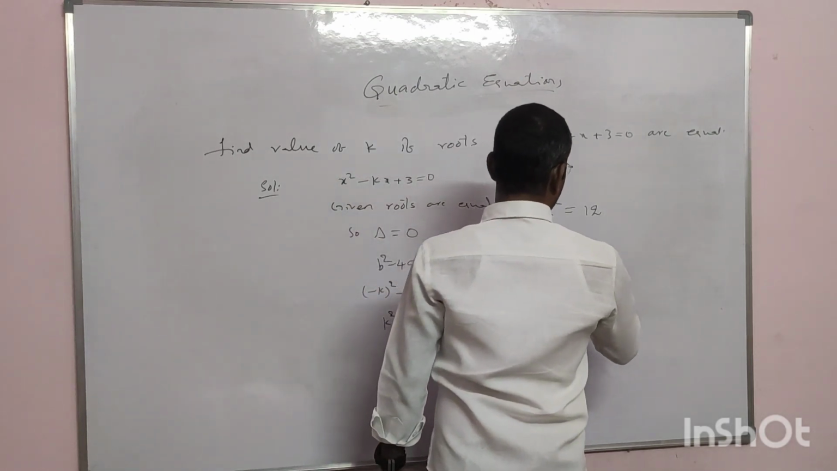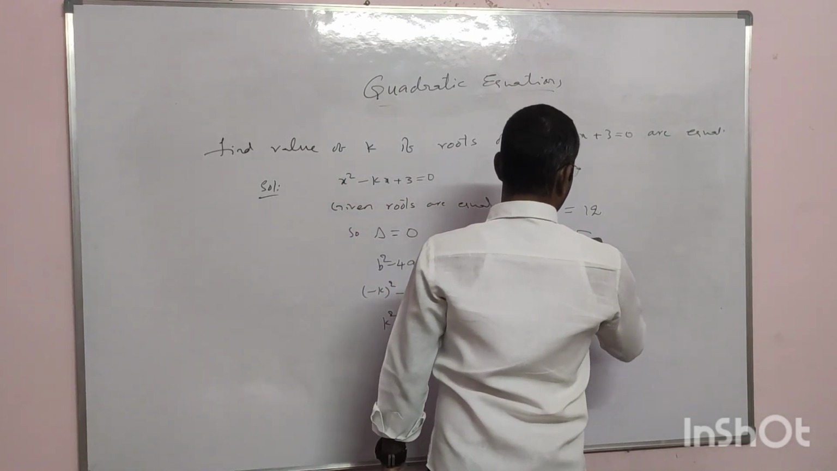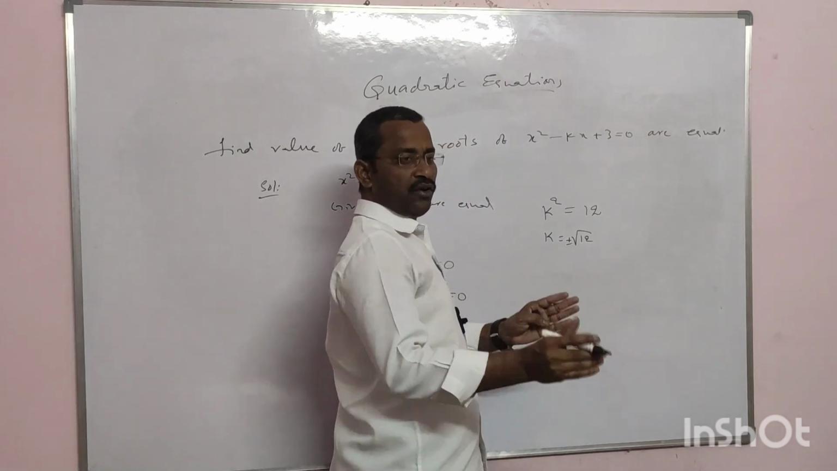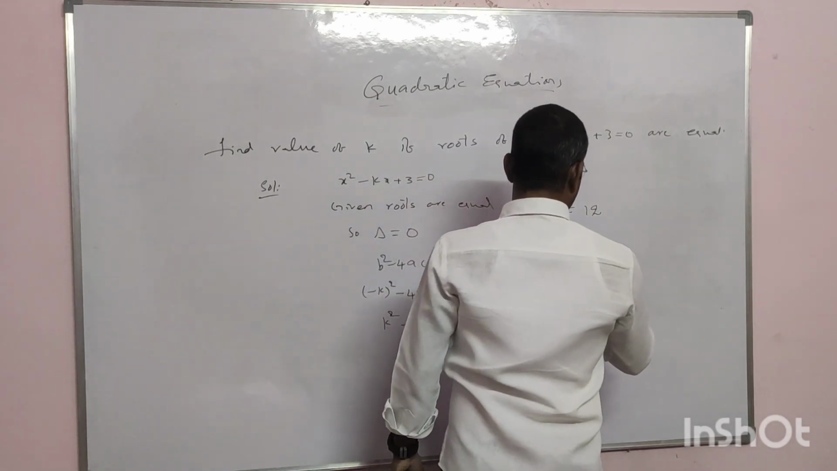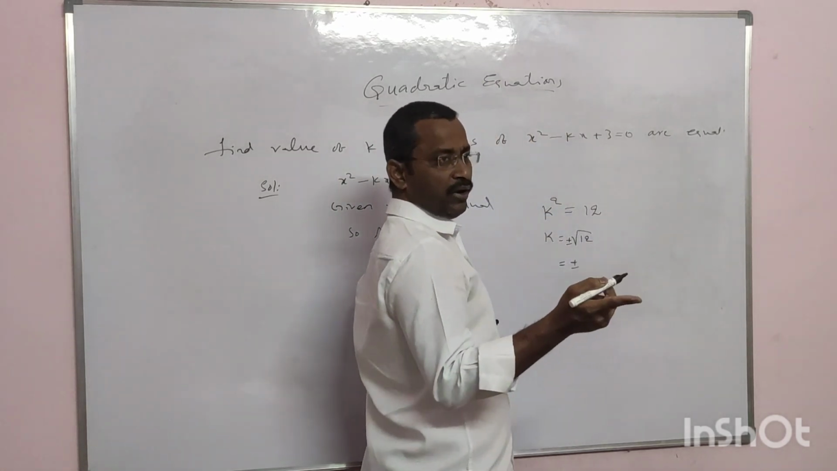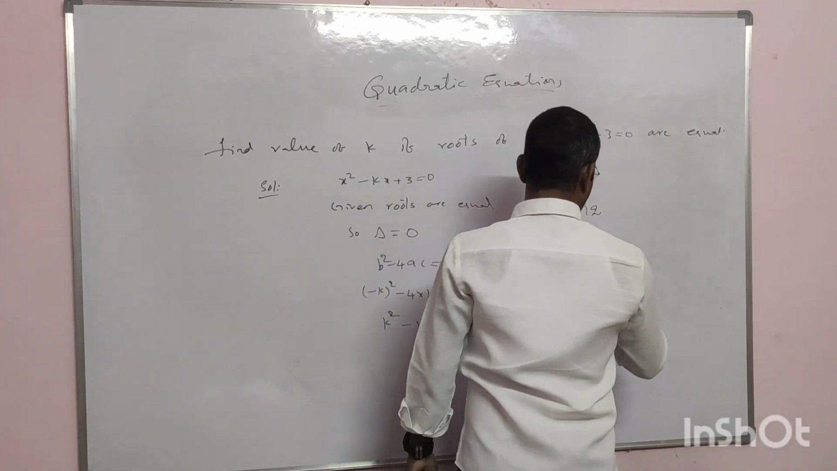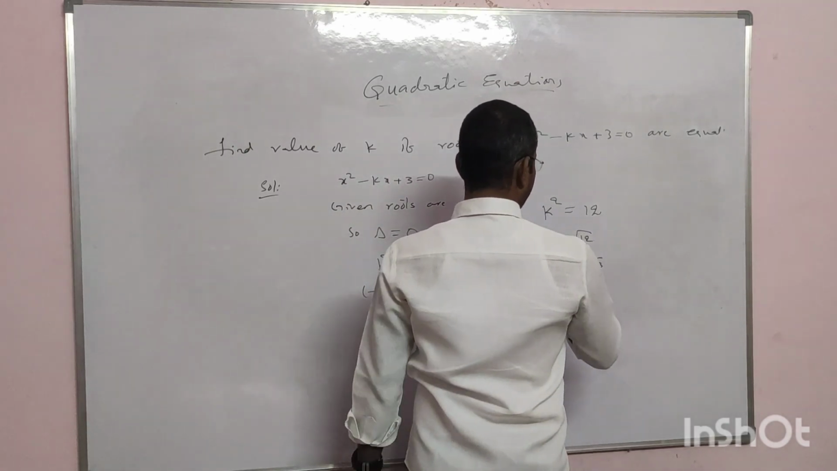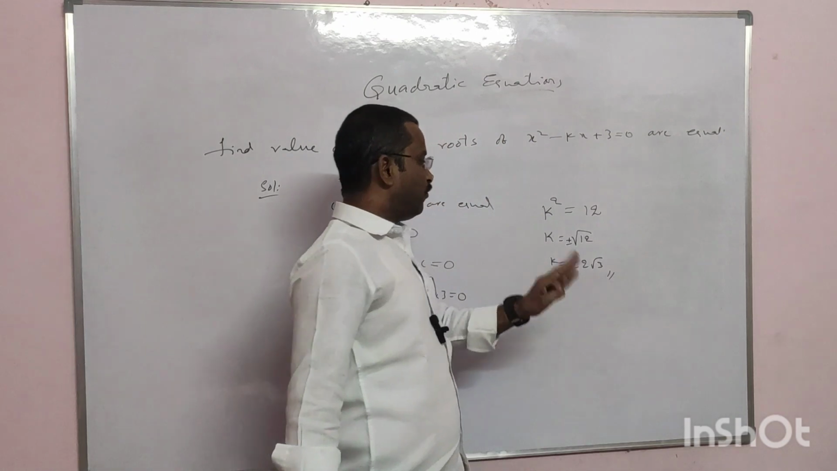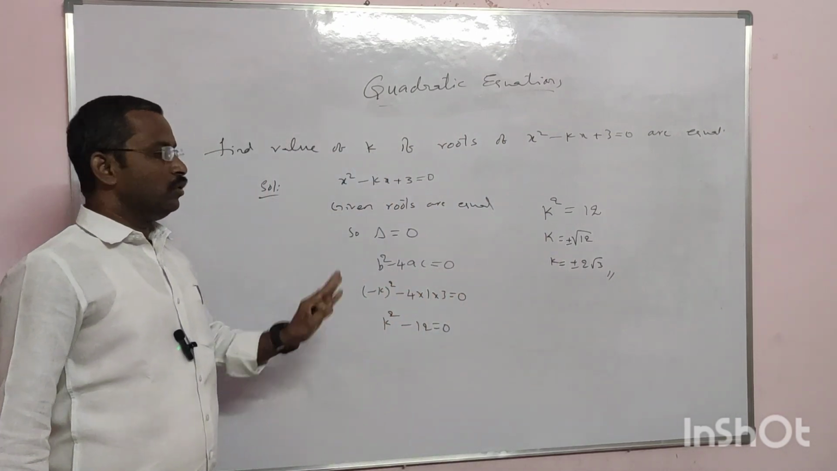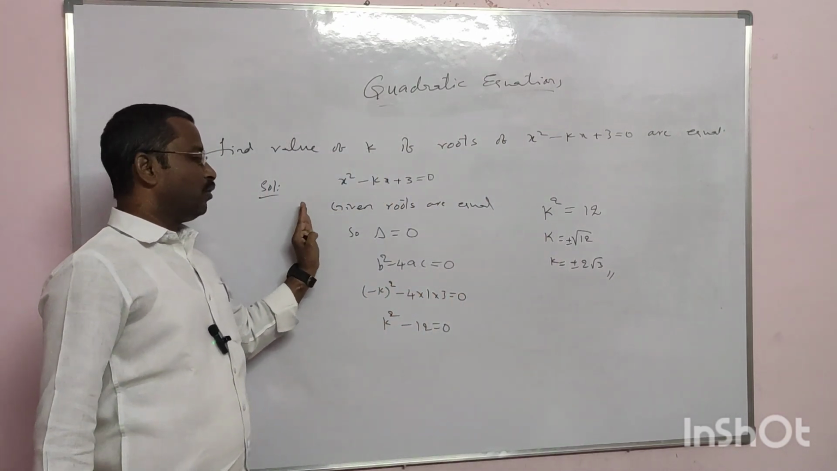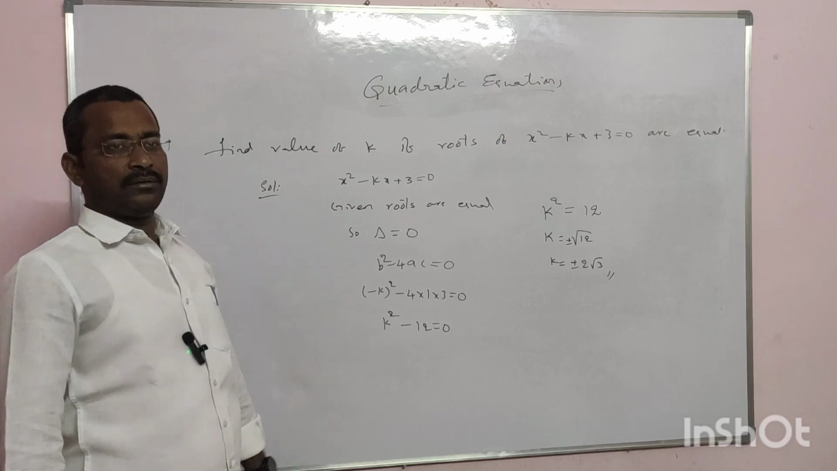K is equal to plus or minus square root of 12. Try to simplify it. Plus or minus, 4 threes are 12, am I right? So you can write it as plus or minus 2 root 3, because 4 comes out as 2. 2 root 3. ఇది మాక్సిమం ఆబ్జెక్టివ్ లోనే అడుగుతాడు లేదా 1 మార్క్ లోనే అడుగుతాడు.